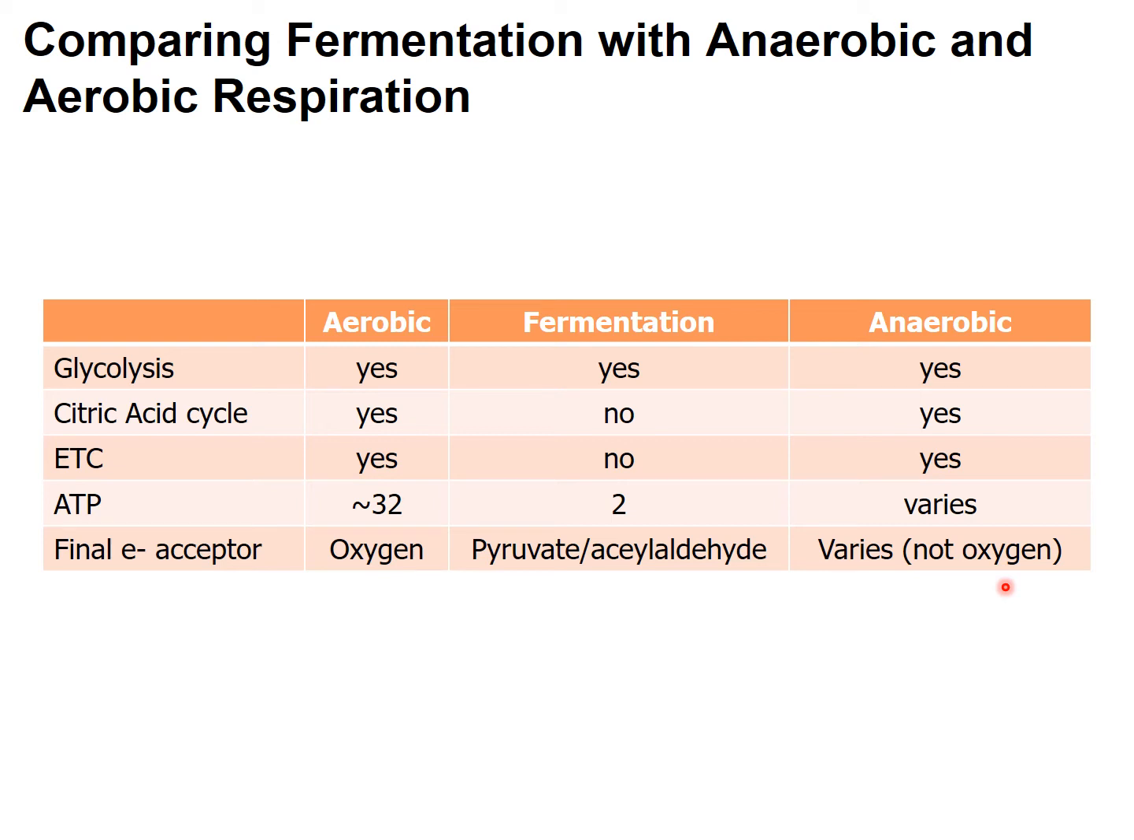Now, fermentation, which is what we just discussed, of course involves glycolysis, but it does not involve the citric acid cycle and the electron transport chain. And because glycolysis only produces 2 ATP, only 2 ATP will be made during one cycle of fermentation. And here, the final electron acceptor is going to be pyruvate in lactic acid fermentation and acetaldehyde in alcohol fermentation.